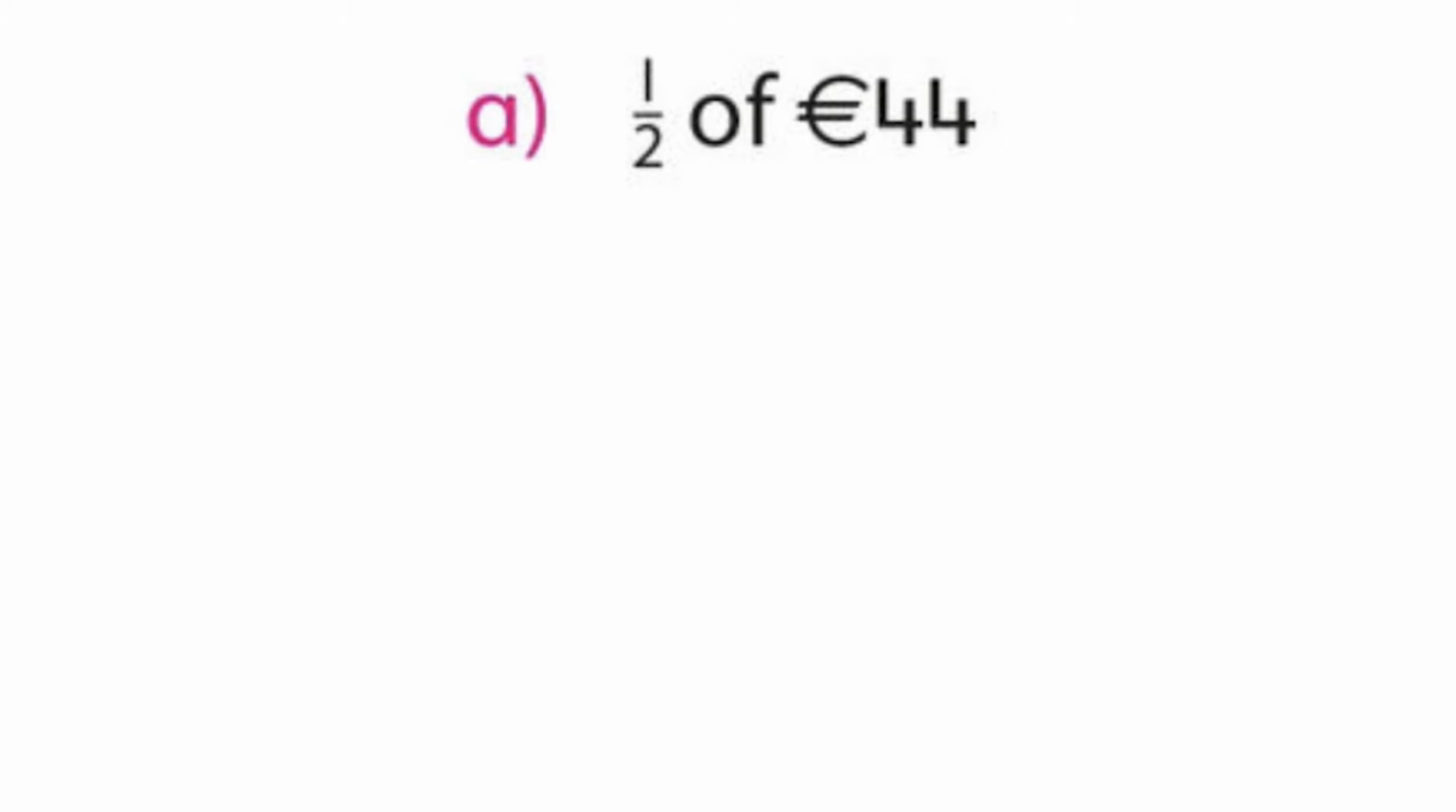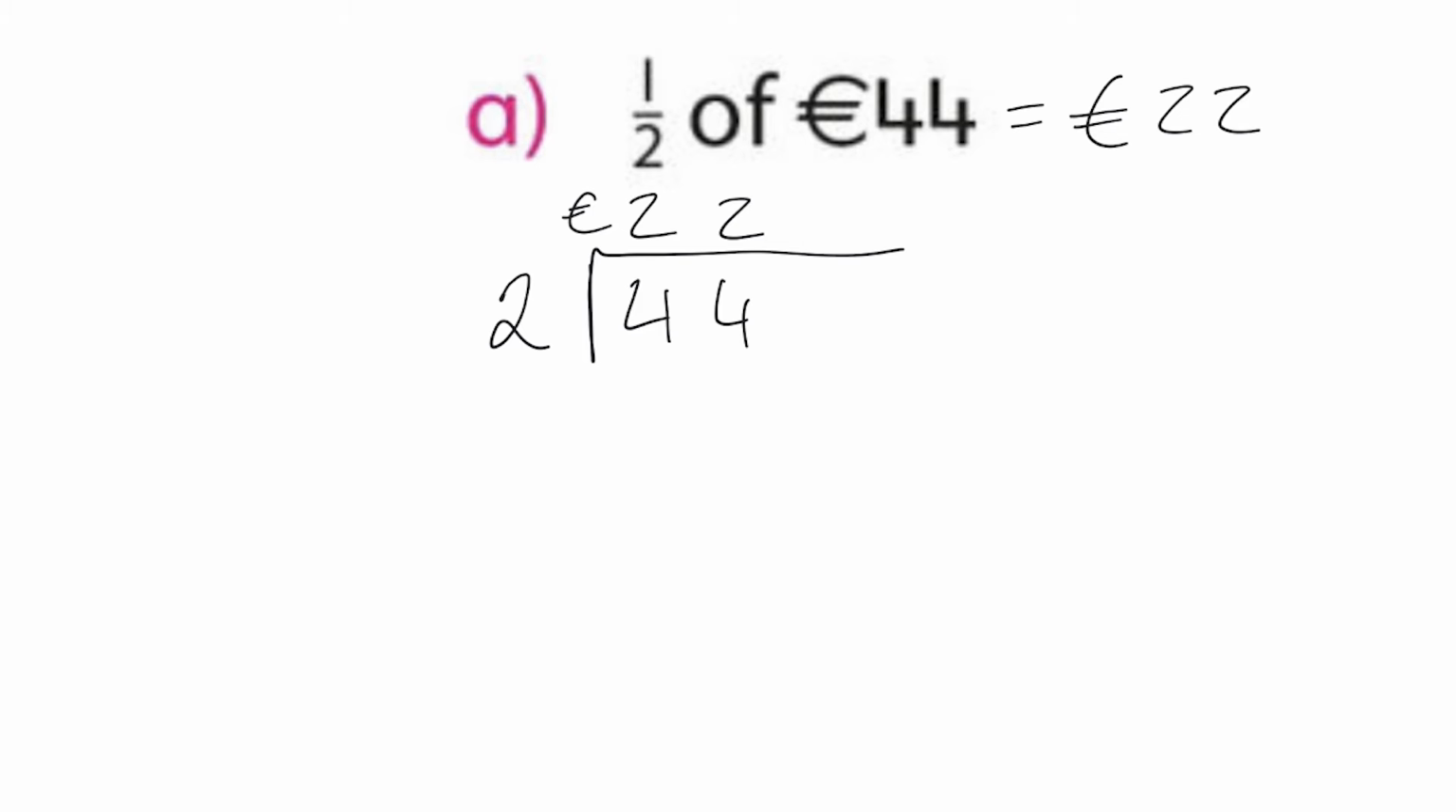So for this one here, we're getting half of 44. Okay, so we'll say, for example, that if you go into a shop and you have 44 euros in your pocket and you spend half of it on a t-shirt, well then how much is that going to be? All right, so for half of 44, we take our denominator, which is 2, and we divide 2 into 44, and that'll give us 22. So our answer there is 22 euro. Okay, so all we're doing is dividing by our number on the bottom.